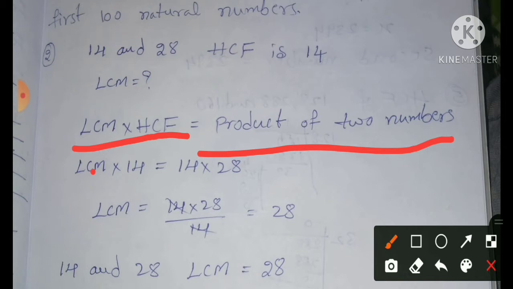HCF is 14 and the product of the two numbers, the given numbers are 14 and 28. Okay, so I'm just transposing 14 to the right side. LCM equals 14 into 28 by 14. That means 14 gets cancelled. Only 28 is the answer. So the LCM of 14 and 28 is 28.